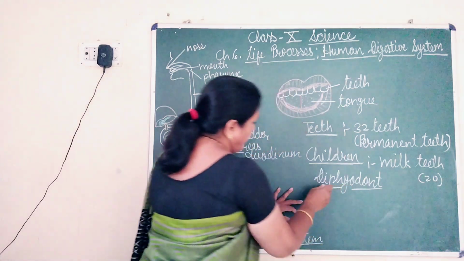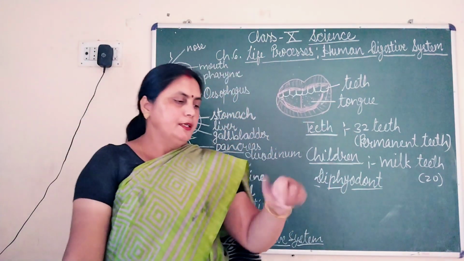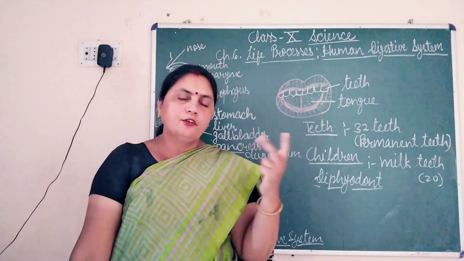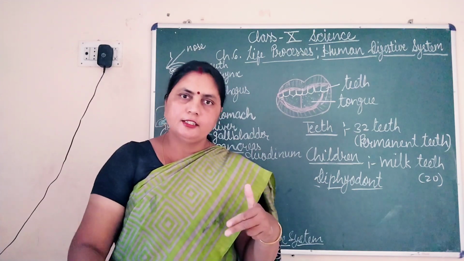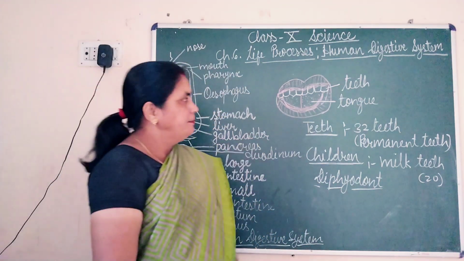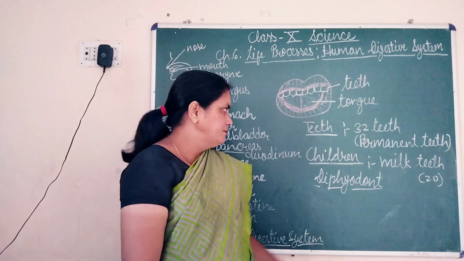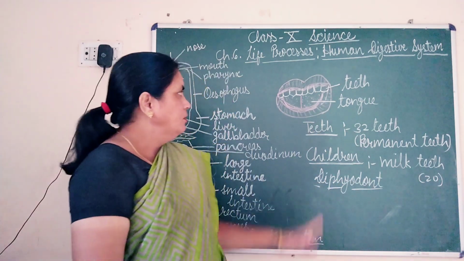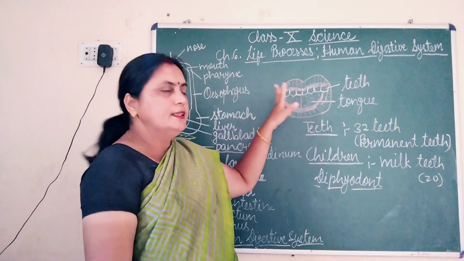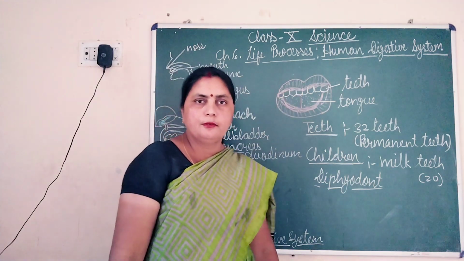What type of teeth do we have? Diphyodont. That means the teeth we have for 2 times. Earlier we have milk teeth, they fall down, and then we get permanent teeth. Also incisors, canines, premolars and molars, I have told about them.